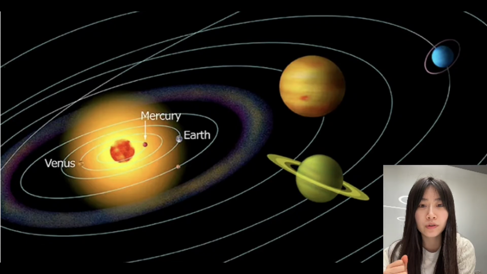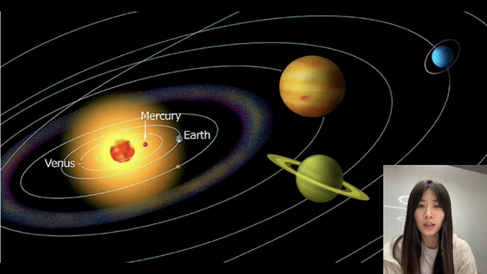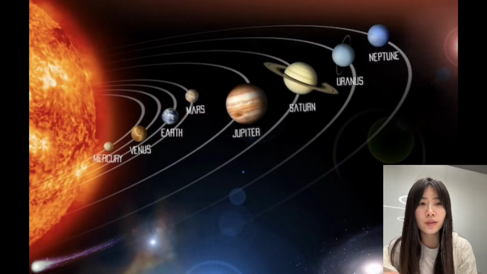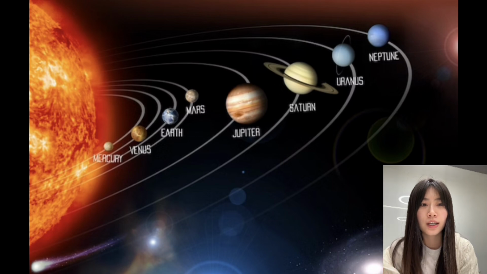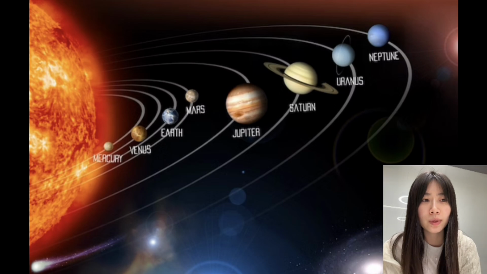Now let's move to question 15 and talk about the orbital velocity in the solar system. The planet with the fastest orbital speed is Mercury. It's the closest planet to the Sun and moves at an average orbital speed of about 47.9 km per second. The slowest one is Neptune. It's the farthest planet from the Sun, and its average orbital speed is about 5.4 km per second.